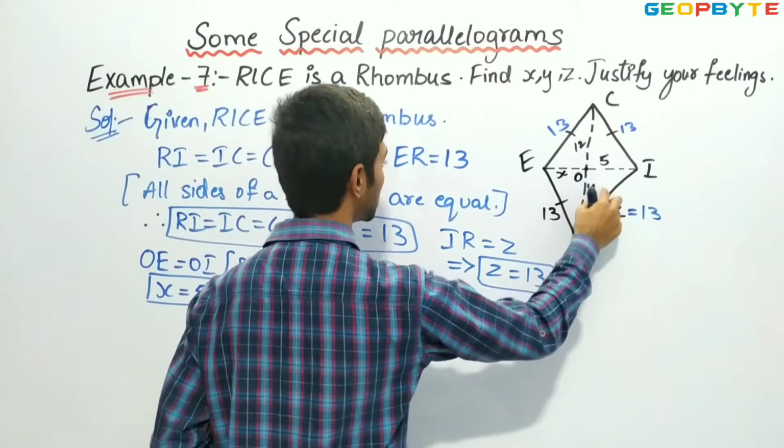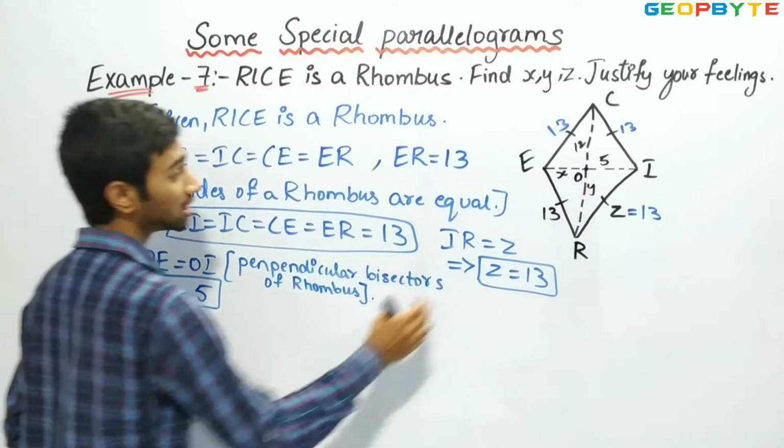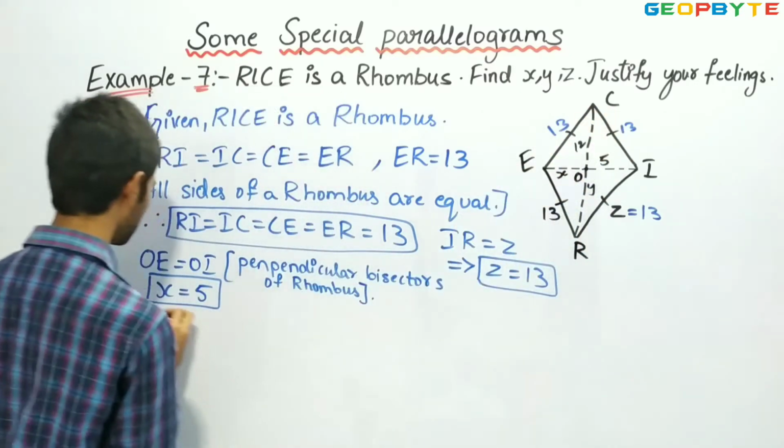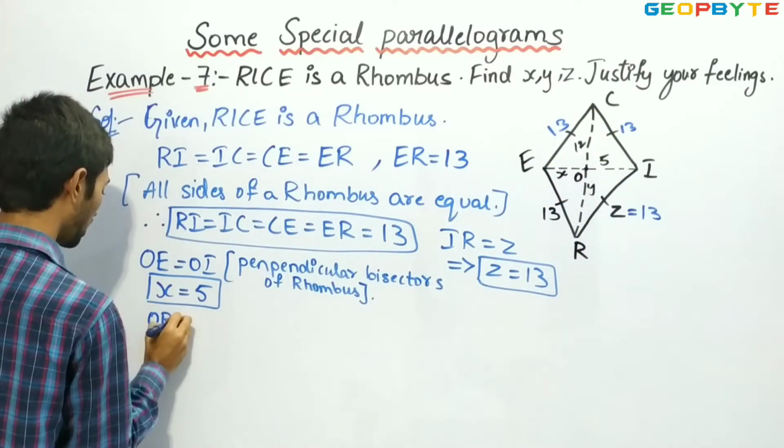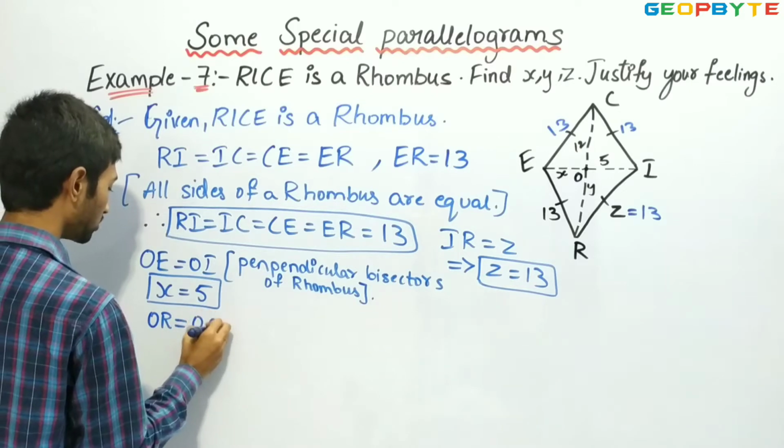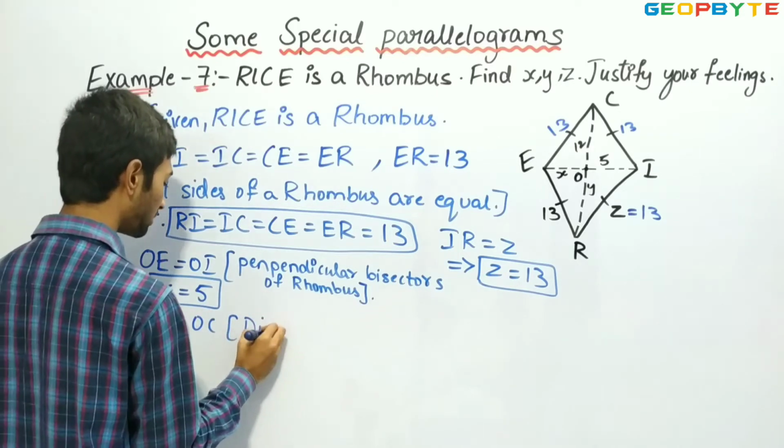Now let us find the value of Y. Here OR equal to OC, because diagonals bisect each other.